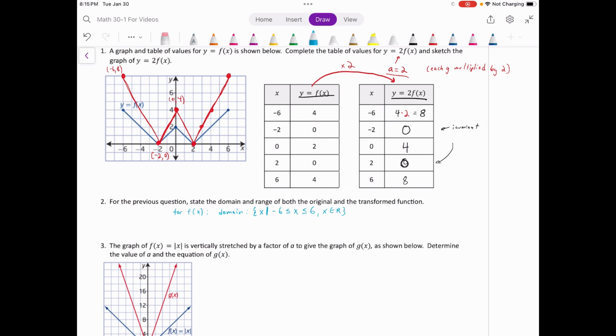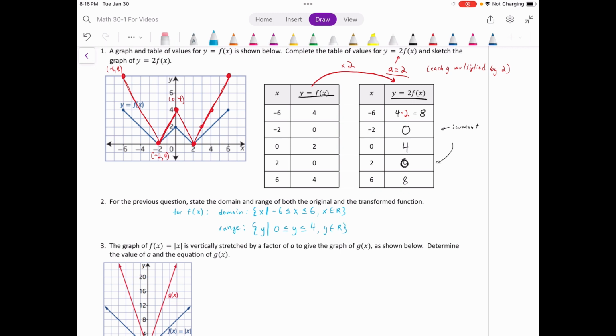For its range, same thing, but for y values now. So the set of all y's such that, well, the lowest it ever gets on the y-axis is 0, right? It never goes down into the negative y's. So the set of all y's such that 0 is less than or equal to y, which is less than or equal to, and the highest it ever gets on the y-axis is positive 4. And y is an element of the reals.